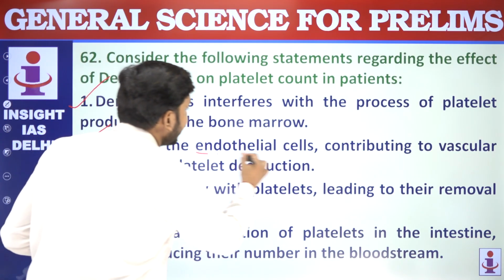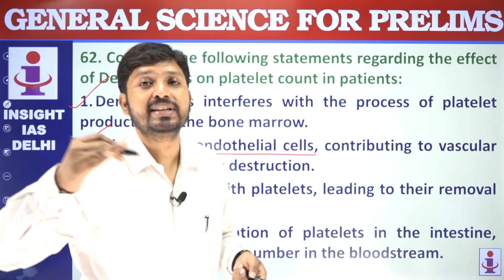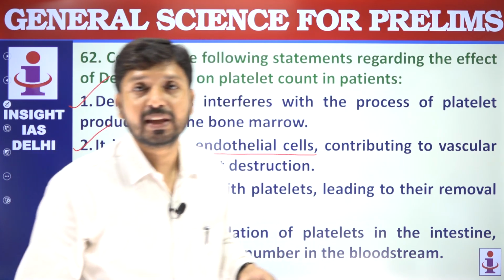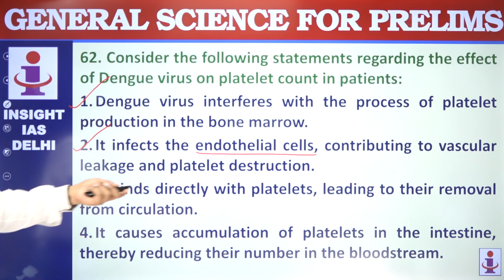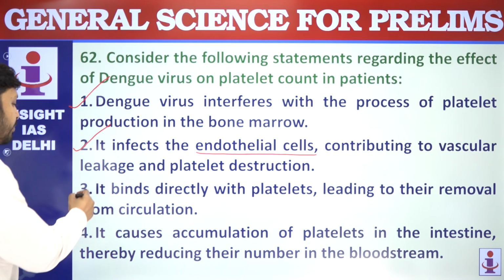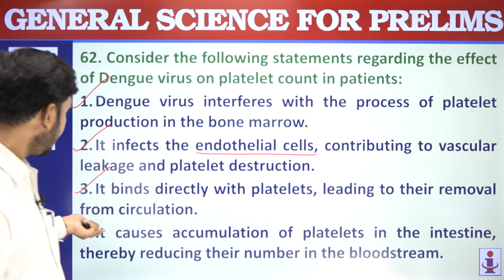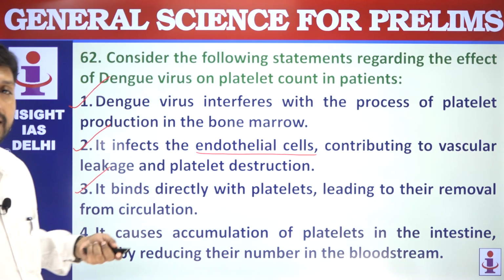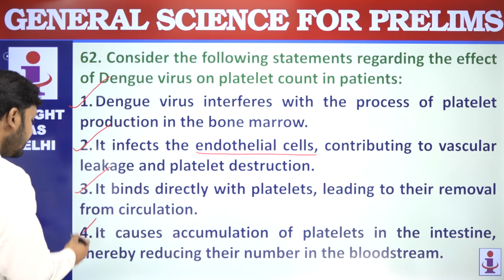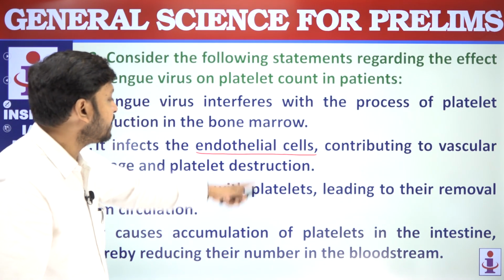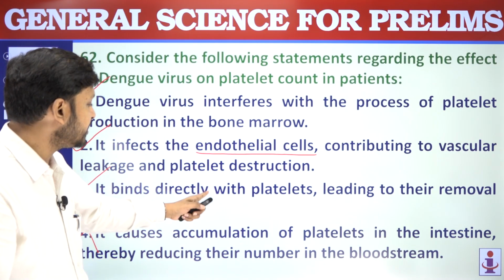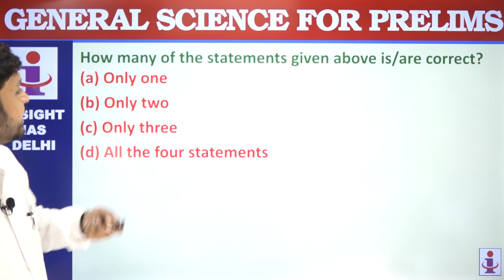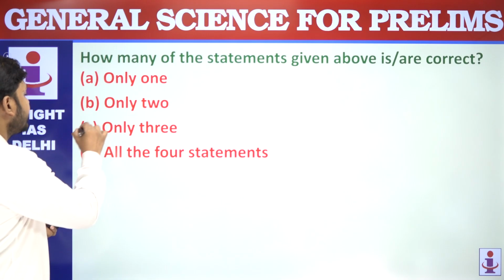This is also true. These endothelial cells are nothing but the inlining of the blood vessels. If this inlining is impacted, then the chances of leakage can be there. So this is also true. It binds directly with platelets, leading to their removal from circulation. This is also right. The last one, it causes accumulation of platelets in the intestine, thereby reducing their number in the bloodstream. No, the platelet reduction is caused because of these issues, not because of the accumulation of platelets. So this is the wrong statement and they are asking for the correct. So 3 statements are correct, 1 is wrong.